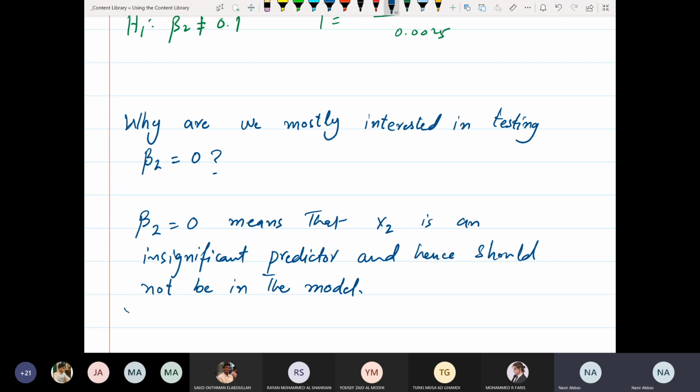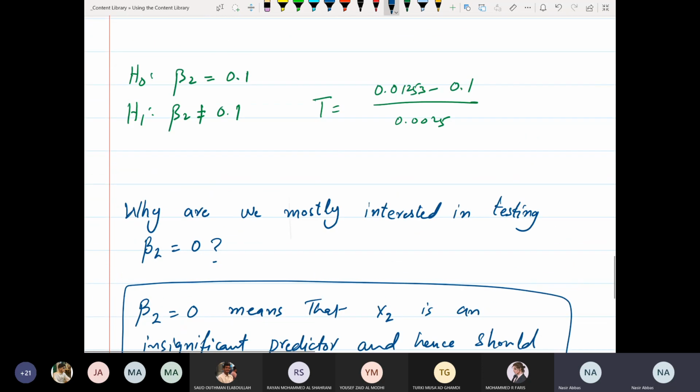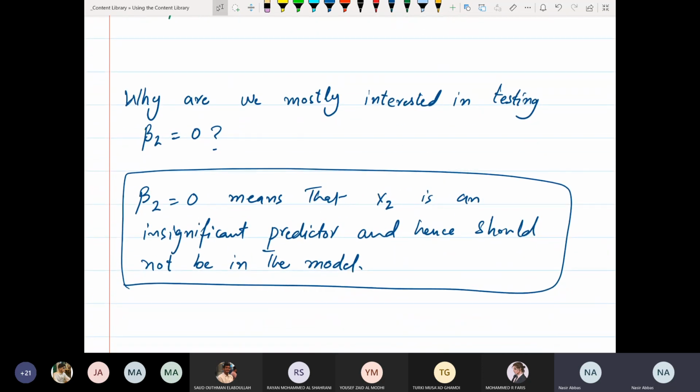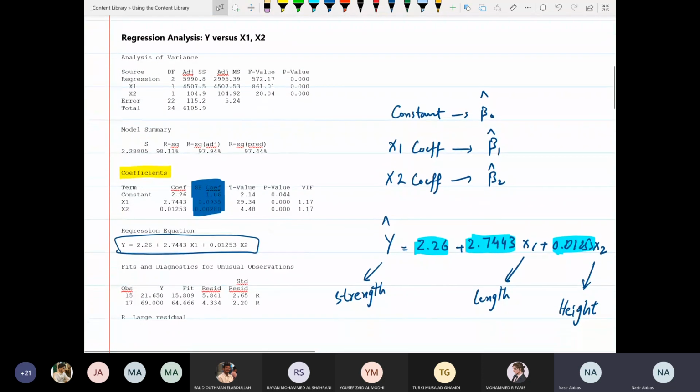And if this hypothesis is accepted, if your H0 is accepted, if your p-value is more than alpha, that means you're in trouble. The variable is insignificant. You should get rid of this variable. And these hypotheses in which mostly we are interested, these are ready-made given in the output here.